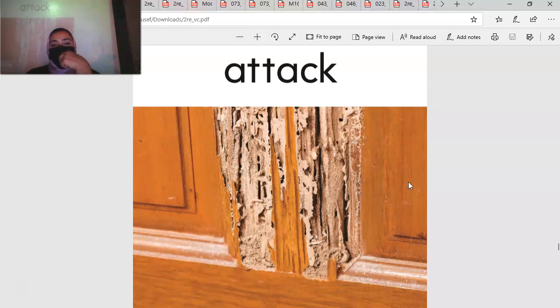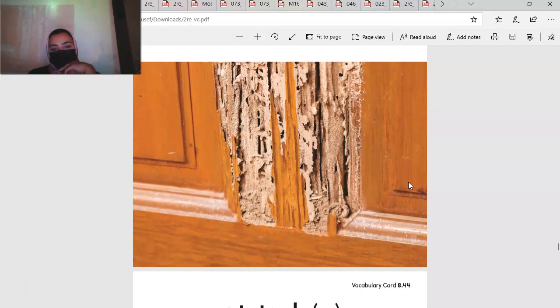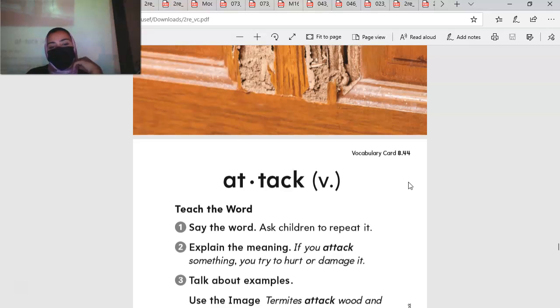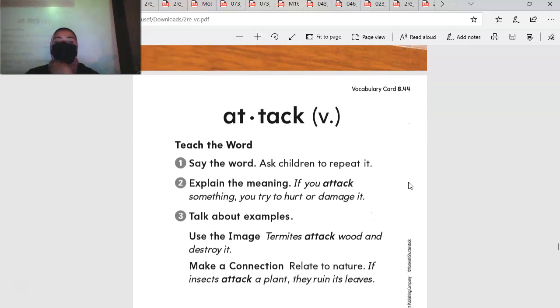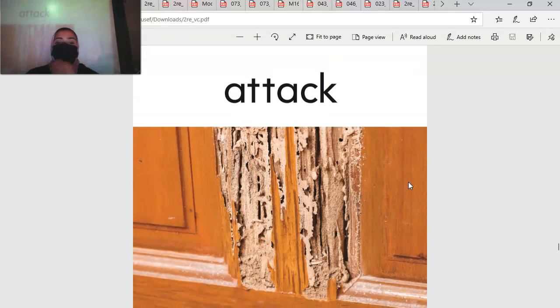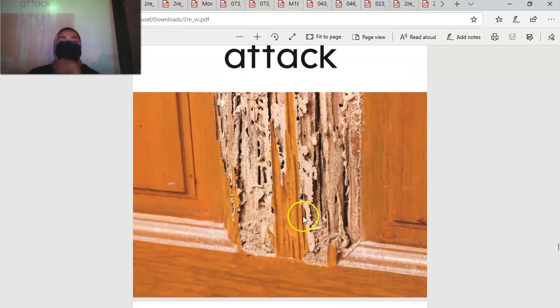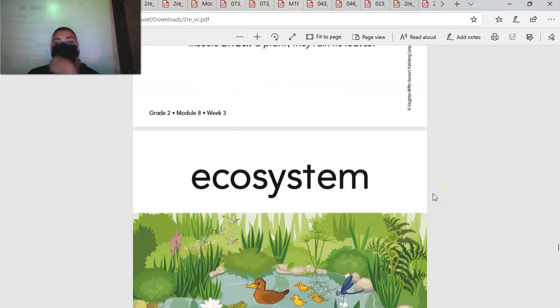And the last word is attack. If you attack something, you try to hurt or damage it. Termites attack wood and destroy it. Here, the termites are like small bugs, and they attack the wood. They try to destroy the wood.